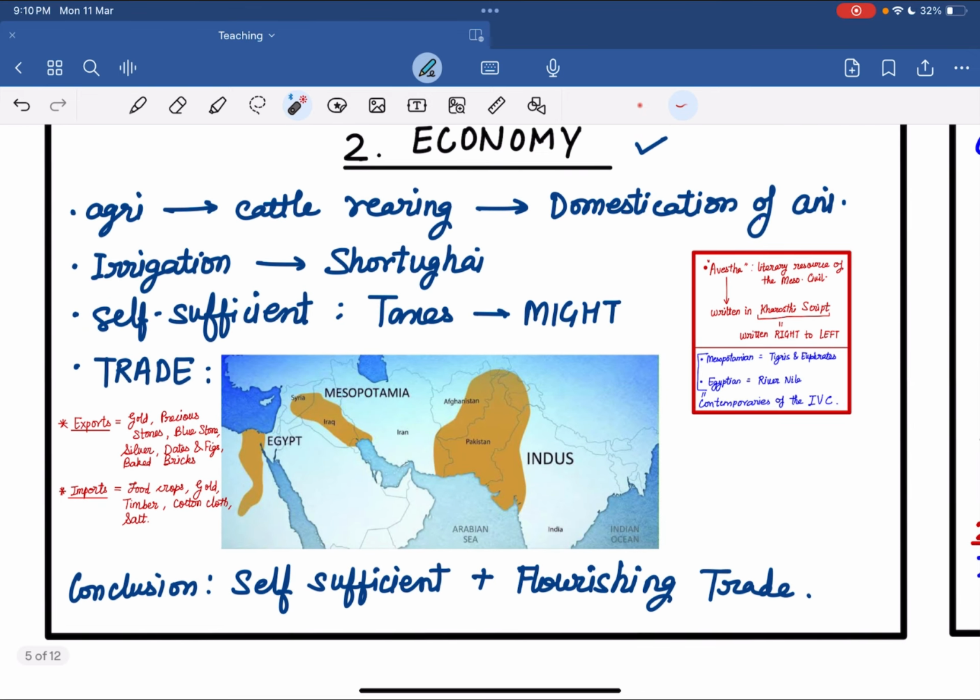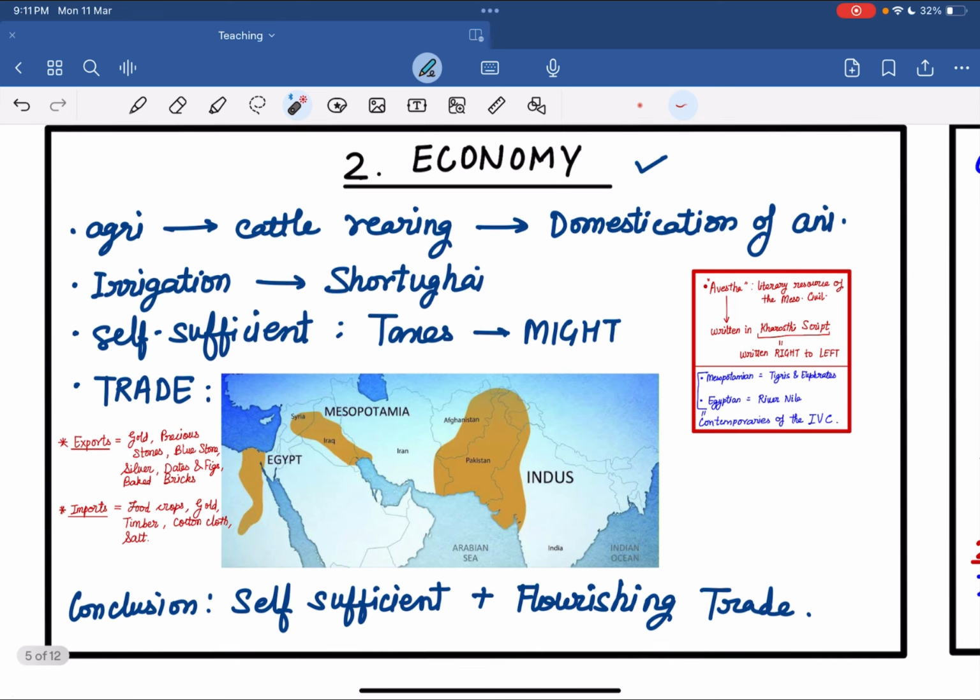बट वन थिंग इज़ फॉर श्योर that the IVC people had a very flourishing trade. Obviously, when they're exporting so many things, when they're importing so many things, they have to have a very flourishing trade. What we can also conclude is that IVC people were very self-sufficient. Obviously, we've seen the examples of granary, we've seen the examples of warehouses. हमने देखे कि उनके पास rice husks और barley husks, cotton, सारी चीज़ें तो थी. तो they were very self-sufficient as well. जब हम टैक्सेस की बात कर रहे हैं तो ऑब्वियसली उनके पास सफिशिएंट चीज़ें होंगी तभी तो वो ग्रैनरीज में चीज़ें रखते थे. एंड येस, IVC people also had a very flourishing trade.